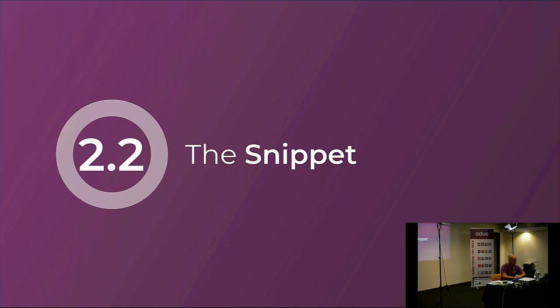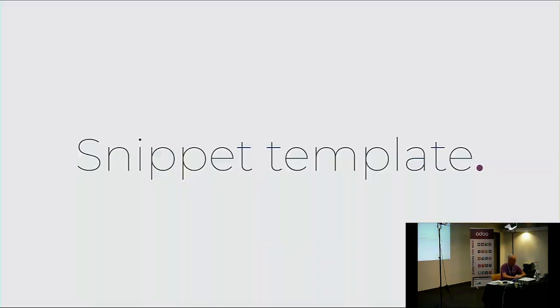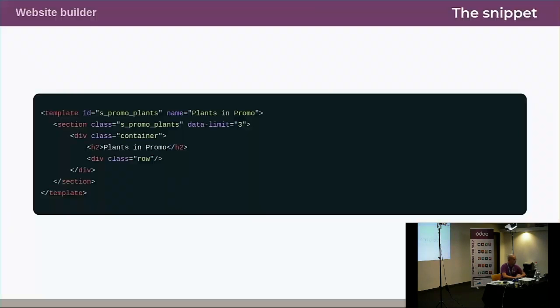So let's create the snippet. First, you need a snippet template. And this is the system template that you need. So first, you are declaring the template this way. You precise the ID of the template.